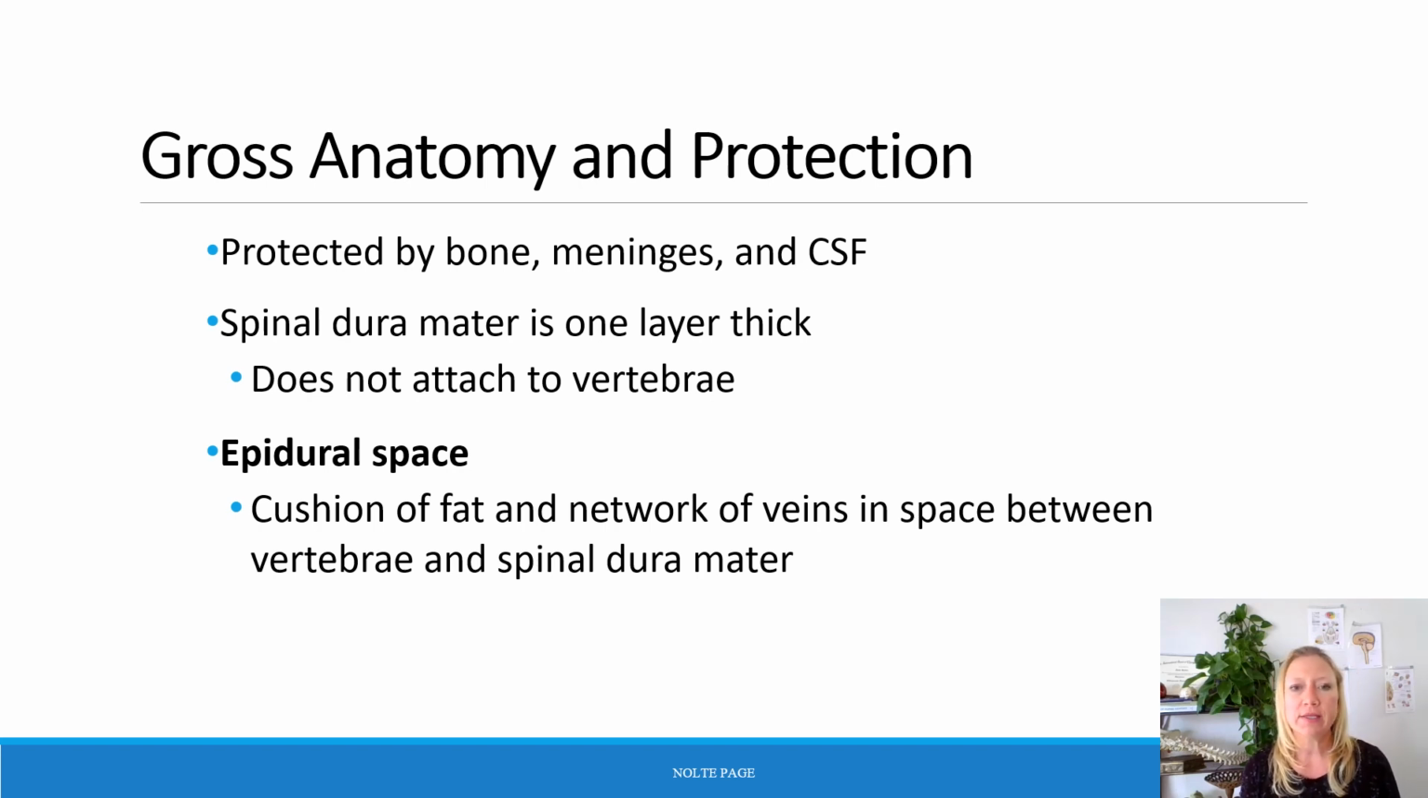Spinal dura mater is 1 layer thick, okay, so dura. It does not attach to the vertebra, and then we see our epidural space above the dura. So that's that cushion of fat and network of veins in the space between the vertebra and the dura mater.